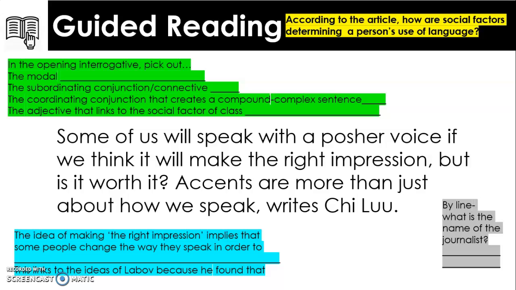Okay, down here in the blue section, so checking that you're understanding what you're reading. The idea of making the right impression implies that some people change the way they speak in order to. So I'm just asking you there to think about, what does that phrase mean, the right impression? Okay, and then here's your challenge. This links to the ideas of Labov because he found that. I did say this is going to be about using your knowledge from last week as well. So how could you complete that idea? Okay, so checking what you've read and what you understand.